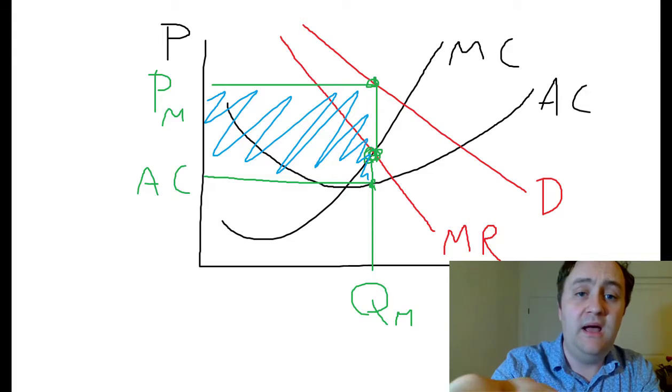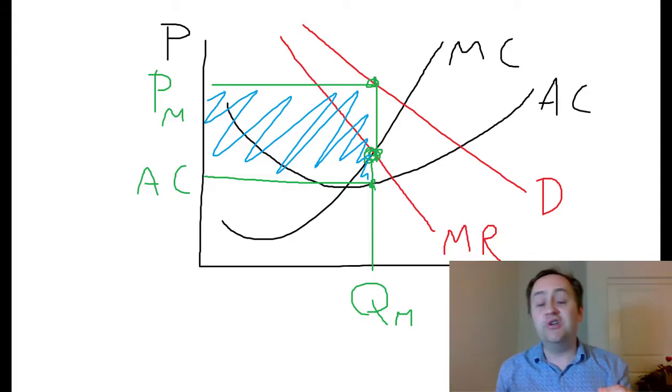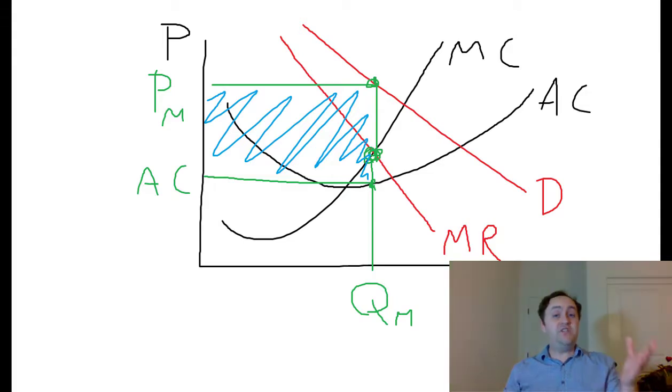Notice, by the way, what would be the optimal, the efficient quantity to produce? Well, for efficiency, we want the marginal cost to equal, from society's point of view, marginal benefit.